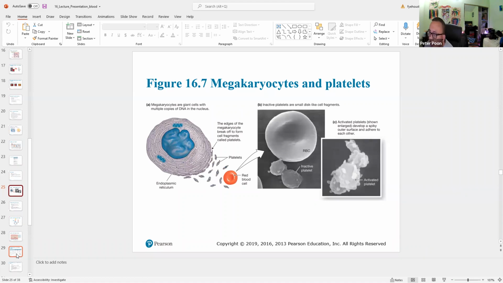Okay, so this is an active platelet. You see they're about 1/10 the size of a red blood cell. Usually they're all smooth, but when activated, they get spiky. Circles flow past each other really easily, but the spiky shapes do not.